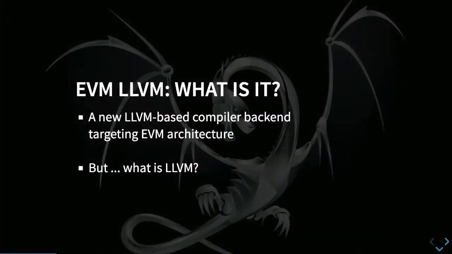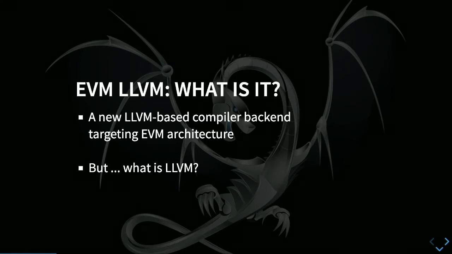Okay, so EVM LLVM, what it is. You see that there are two VMs there. So perhaps it's another VM running on the blockchain. Actually, EVM LLVM is a new LLVM-based compiler backend targeting the EVM architecture. LLVM is basically a compiler framework. So the EVM LLVM is a new backend created on it, targeting the EVM architecture.